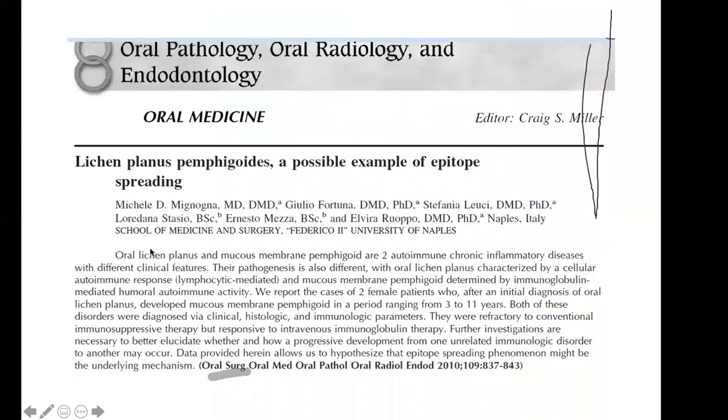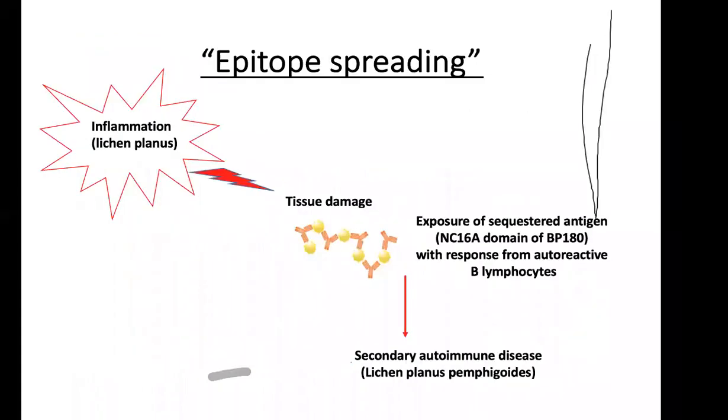So there are several reports out there trying to explain how lichen planus evolves into lichen planus pemphigoides. The concept of epitope spreading was proposed by this group from Italy. Very simply put, when you have inflammation, as you have plentiful in lichen planus, there's a significant amount of tissue damage. This tissue damage results in exposure of a sequestered antigen. In the case of lichen planus pemphigoides, it's this NC16A domain of BP180.